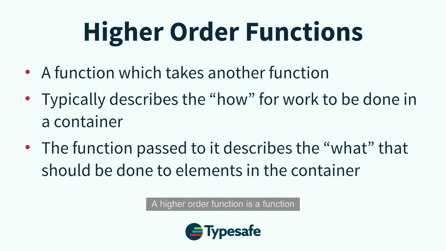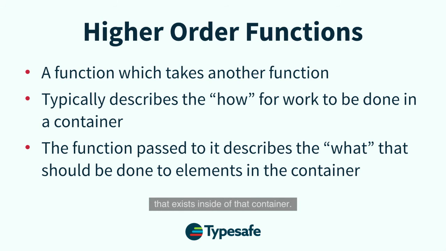A higher order function is a function which takes another function as an argument. That function is passed to the higher order function so it can perform work on the container. It typically describes how work will be done on the container, and the function that is passed to it describes what you want to do to the data that exists inside of that container.